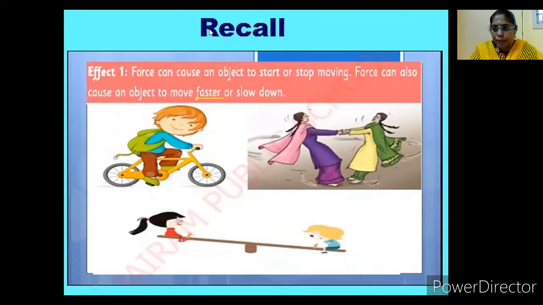For example, when push force is applied fast, the cycle moves fast. The same way, when these girls applied more force while playing, they can rotate very fast. The same way, the push and the pull force is applied in the seesaw.